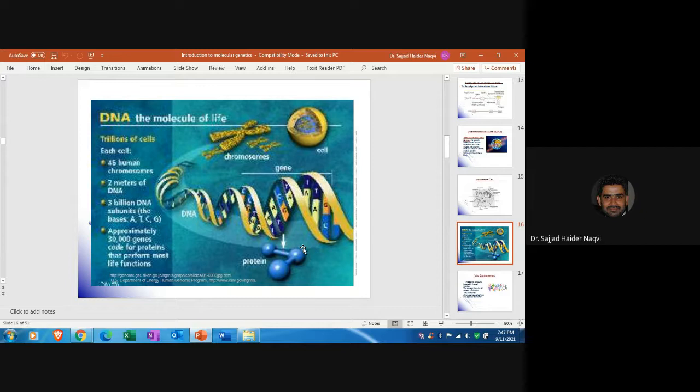So definitely it requires a very sophisticated process of supercoiling that results in the arrangement of that DNA within the cell, and not only the cell but within the nucleus. That's how it gives you an idea about the complexity level of the DNA molecule.